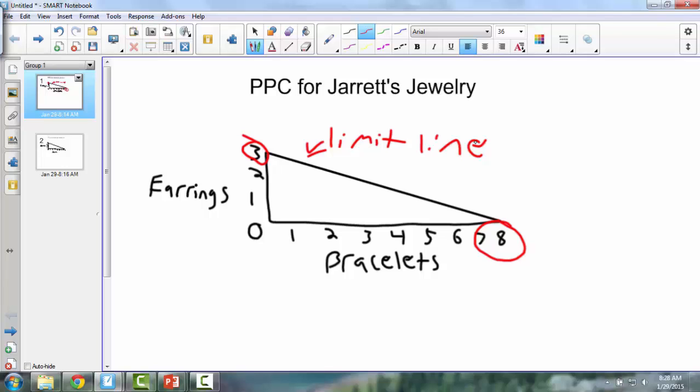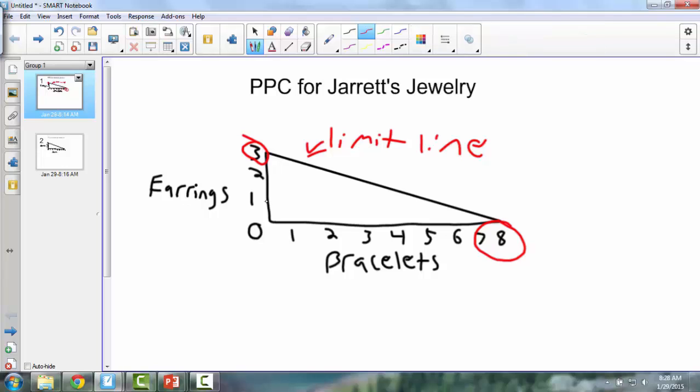Let me say that again. The limit line represents when the factors of production are being utilized most efficiently. So at maximum output, I can produce 3 earrings and 0 bracelets. At maximum land, labor, capital, entrepreneurship, I can produce 8 bracelets and 0 earrings, and so on and so forth. It's called the limit line, and it represents the maximum output when all factors of production are utilized properly.